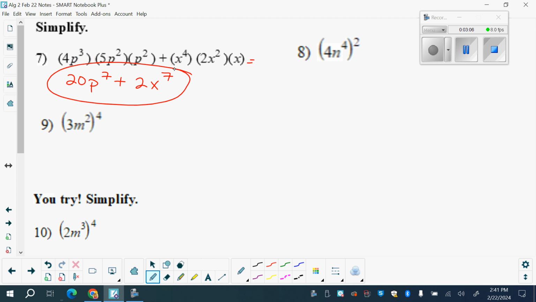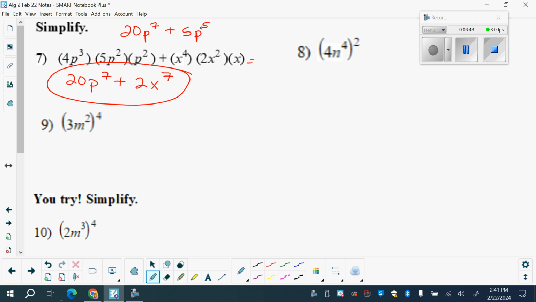So this is not a problem up here, but there's a problem similar to this on your homework. What if this was 20p to the 7th plus, say, 5p to the 5th? We can't do anything with that one, can we? Because they're not like terms. So they have to be like terms in order for us to be able to add them. Like terms means the same variable and the same exponent. So see how these exponents are not the same? We can't do anything there.